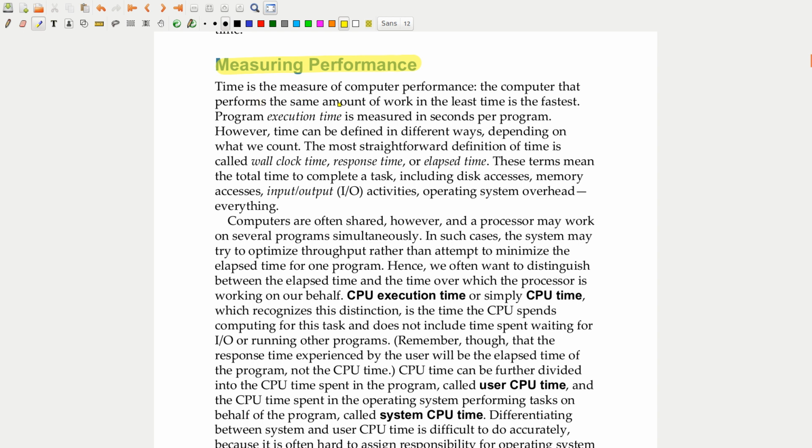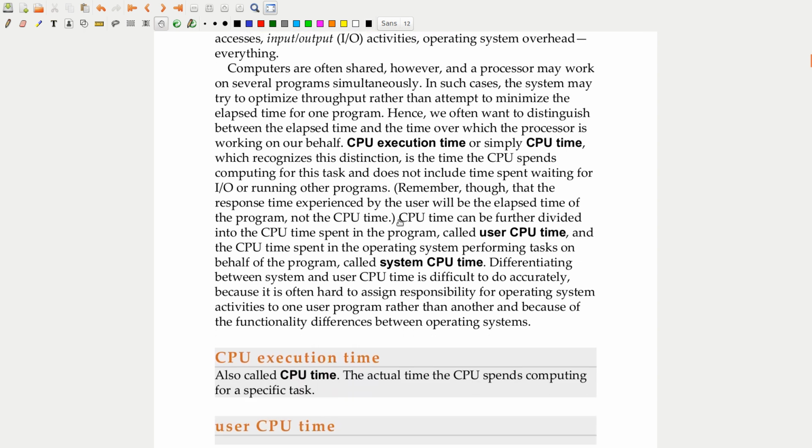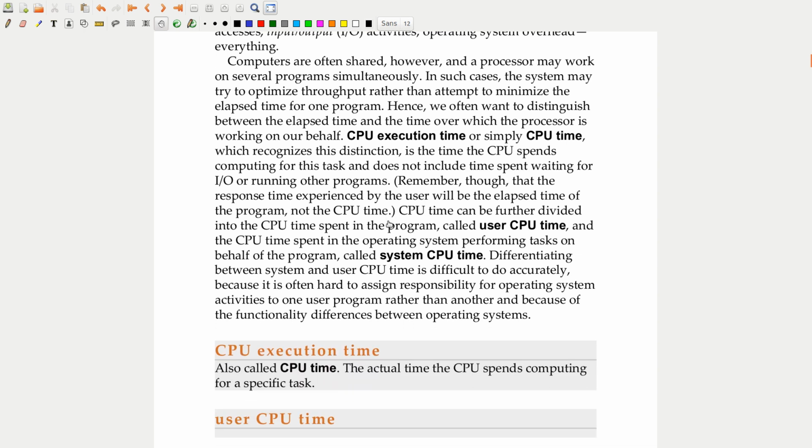So let's get into measuring performance. The most straightforward definition of time is we'll use wall clock time, response time, or elapsed time. That's what we mean when we're talking about execution time. So we're just using some standard value that we can get at many different points in time, and we're using that as a way to measure. It's just execution time.